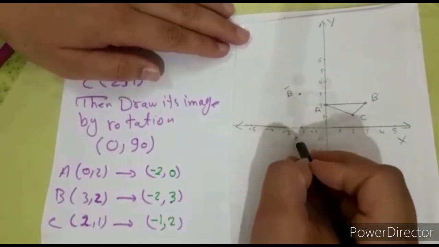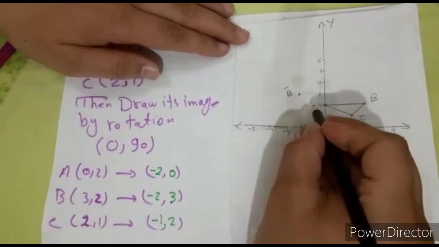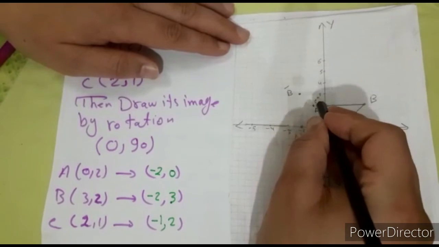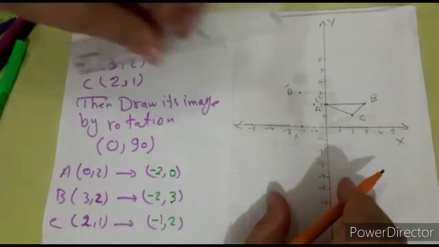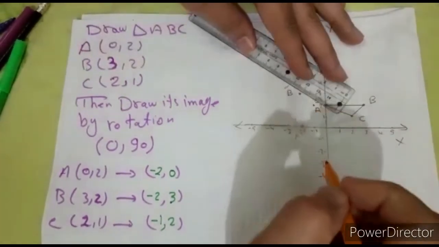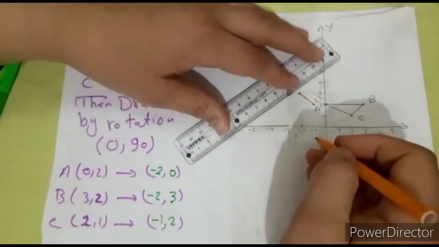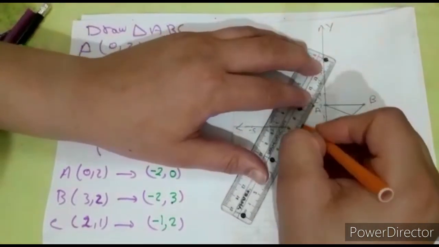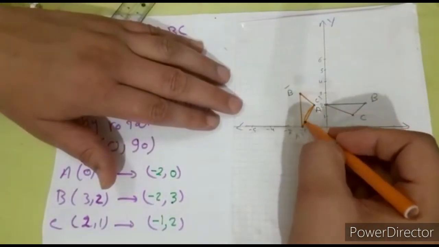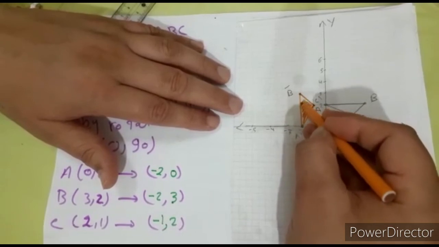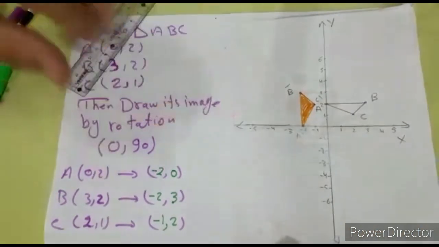This is B dash, here A dash. Last, -1 and 2, C dash. Now join between them. Now we have the new triangle A dash B dash C dash, which is the image of triangle ABC by rotation O and 90.